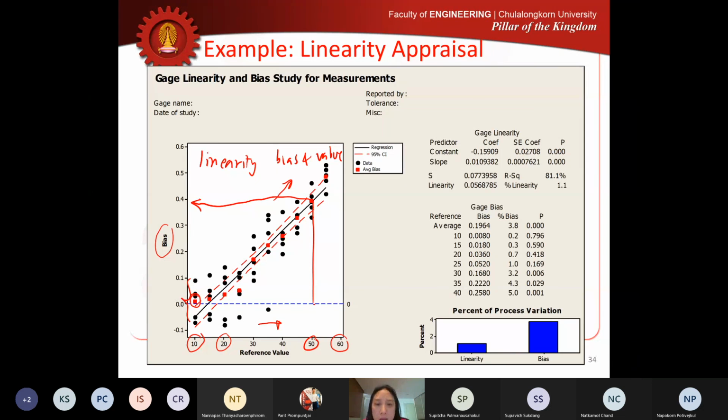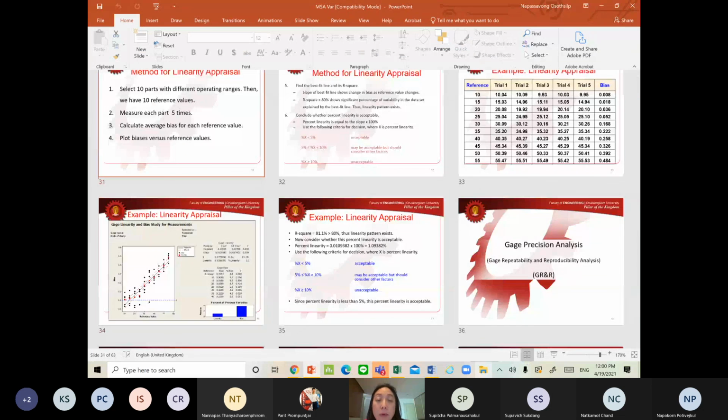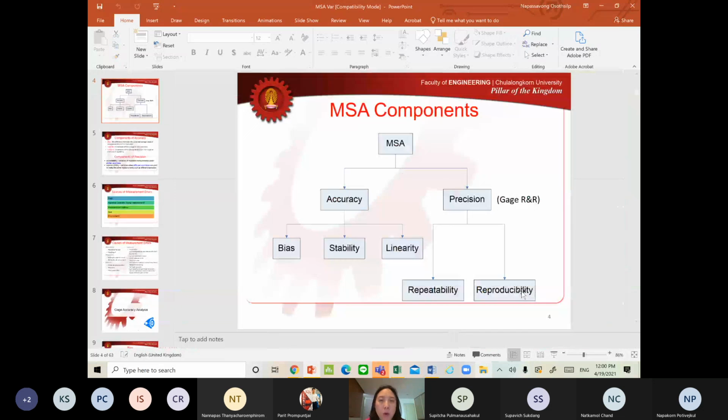So I think that is all for today. Today I would like you to have a brief idea of what the indicators for the performance of the measurement system are. In the next 2 classes, we will talk about the accuracy appraisal and also the precision analysis. So you can take a look at the handout before the class, and then we will do a workshop based on these 5 things in the next 2 classes.